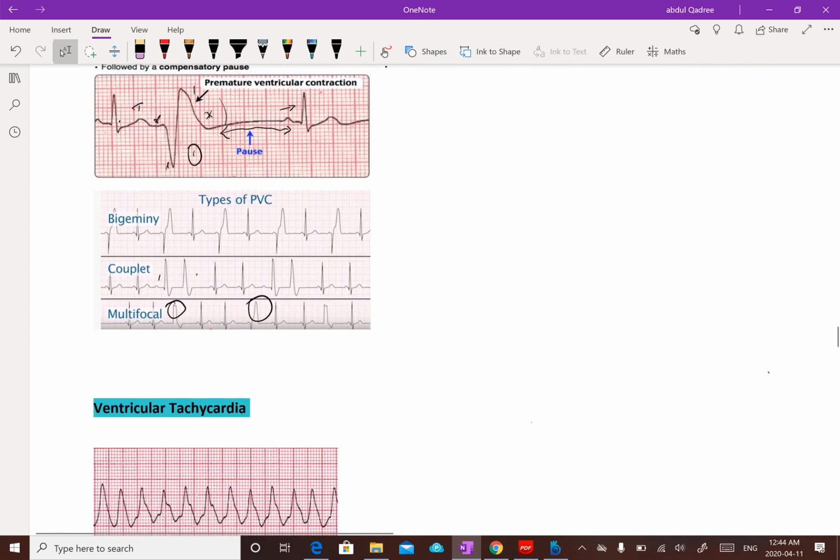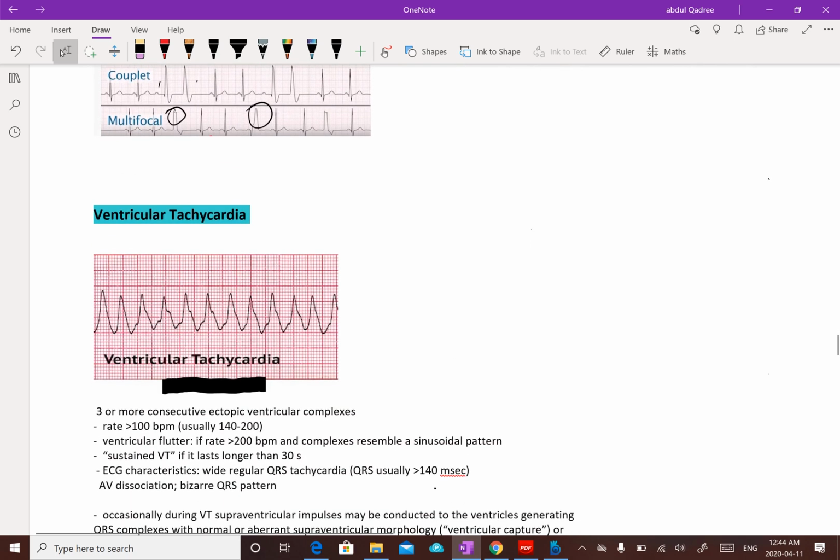So let's go ahead and now talk about ventricular tachycardia. Our friend ventricular tachycardia is basically three or more consecutive ectopic ventricular complexes. So if 3 or more premature PVCs occur at one time, we'll treat it like VTAC. We'll talk about the ECG first before we move on. We can talk about wide QRS. This is QRS, and the wideness is greater than 120 milliseconds. Usually it's greater than 140, but anything greater than 120 is a wide QRS complex. The rate is usually greater than 100, so it's 140 to 200 basically.